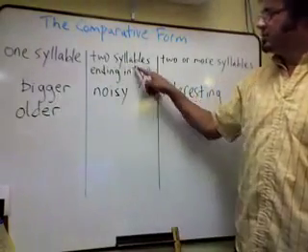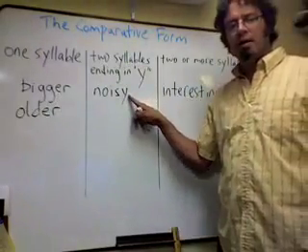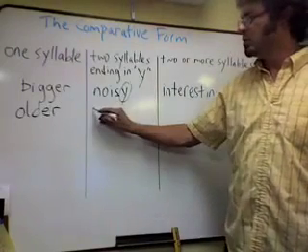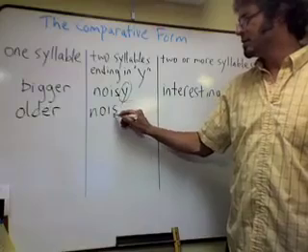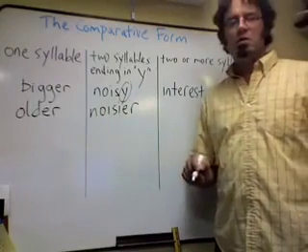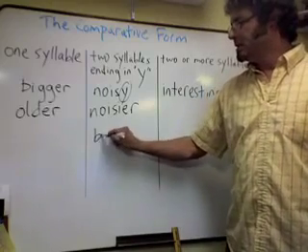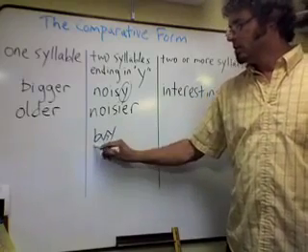Noisy is 2 syllables, but it ends in a Y. So to make the comparative form, you have to change this Y to an I, and it sounds like this. Noisy, noisier. Busy, busier.